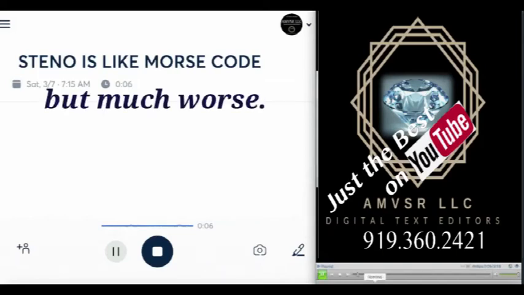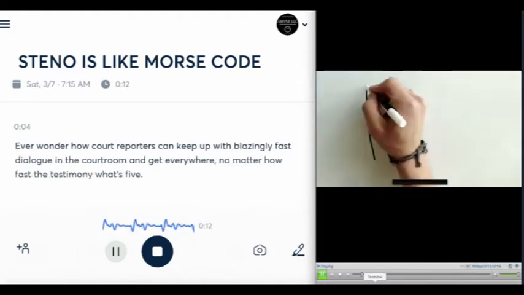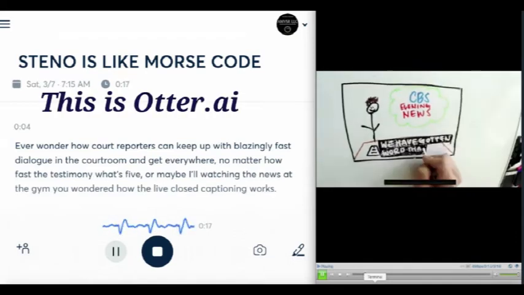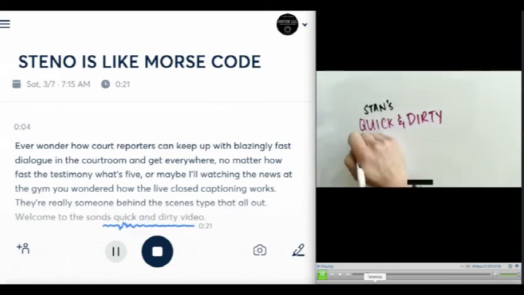Ever wonder how court reporters can keep up with blazingly fast dialogue in the courtroom and get every word no matter how fast the testimony whips by? Or maybe while watching the news at the gym, you wondered how the live closed captioning works. Is there really someone behind the scenes typing that all out? Welcome to Stan's quick and dirty video on how Steno works.